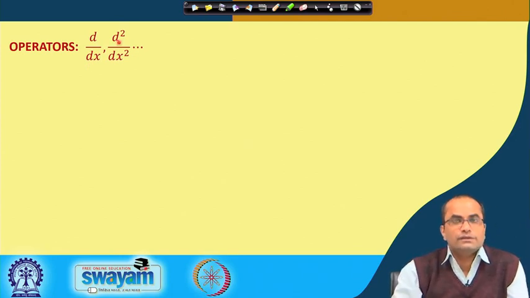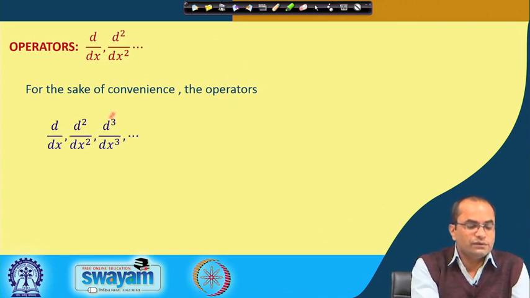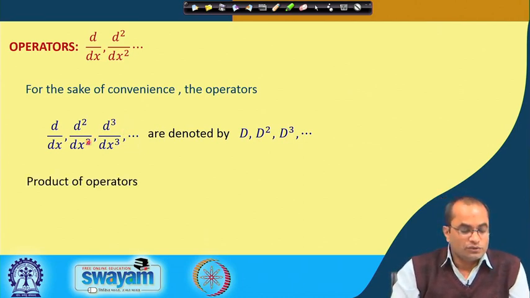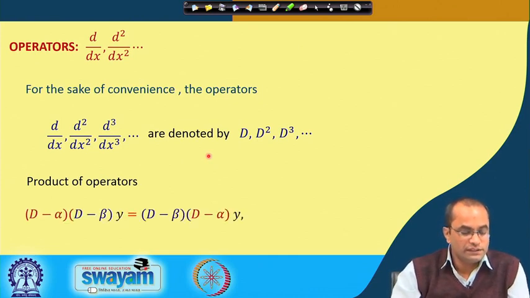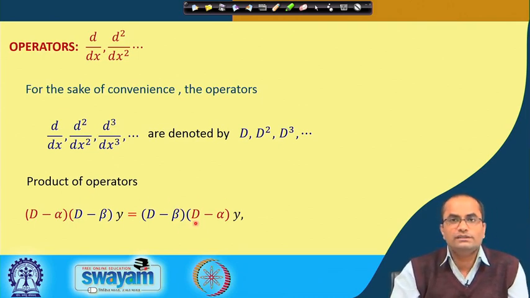Here the second order differential operator, and for the sake of convenience we will denote these operators by the symbols D, here D square, and D cube means the third order derivative. With this introduction of operators, we will now see the product of operators: D minus alpha, where alpha is a constant, and D minus beta, where beta is another constant. When we operate on y, it is the same as first operating D minus alpha and then operating D minus beta.